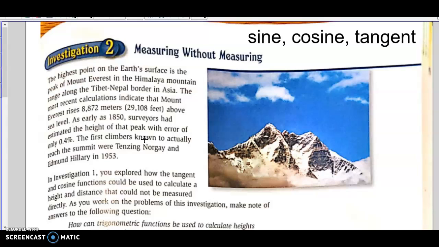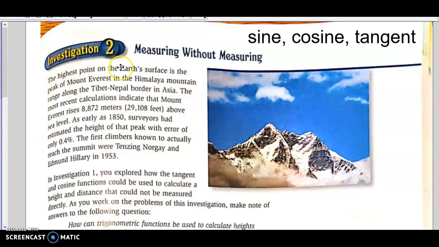Today we're going to be talking about how to use that table to investigate heights or diagonals, and we're going to be looking at this mountain example. So I'm going to read through this. You can read along with me.